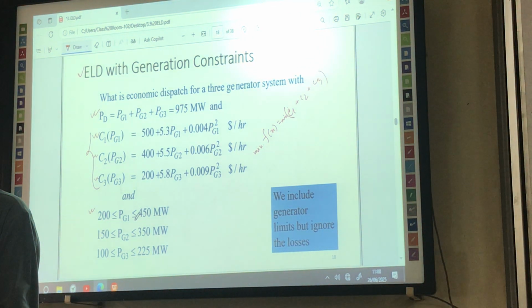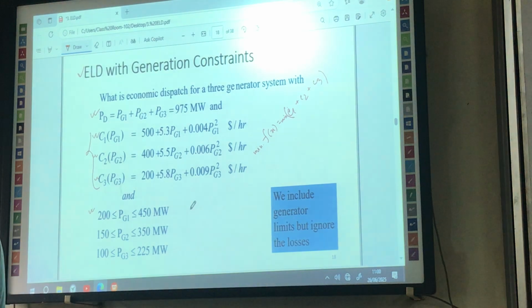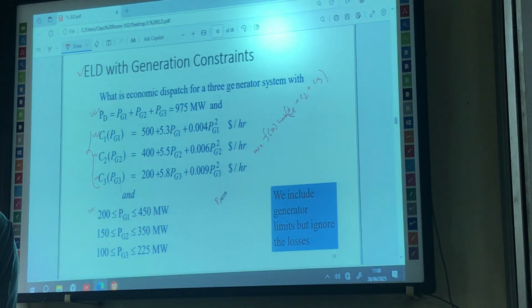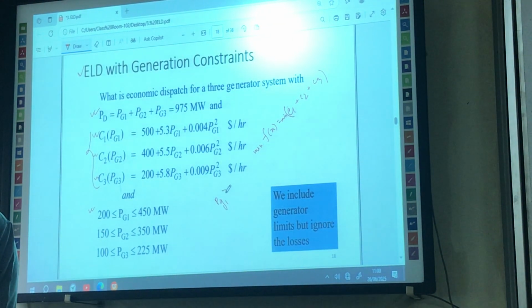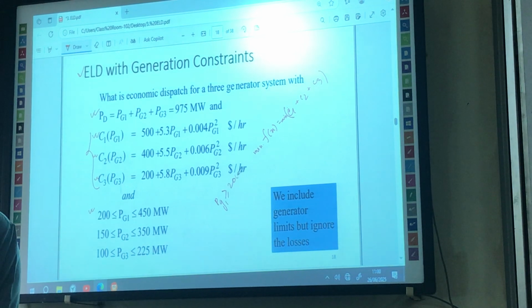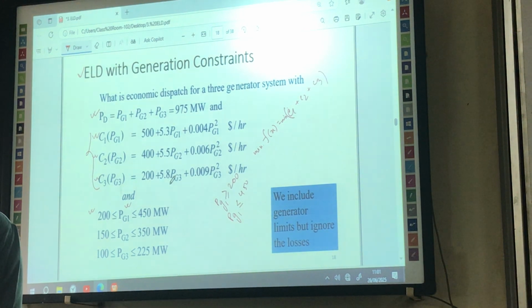3 or 6? They are actually the 6 inequality constraints, right? How? You can write Pg1 greater than or equal to 200, and again this Pg1 should be less than or equal to 450. So for this Pg1 we have 2 inequality constraints. Similarly for Pg2 there will be another 2, and for Pg3 there will be another 2, right? So altogether there will be 6 inequality constraints.